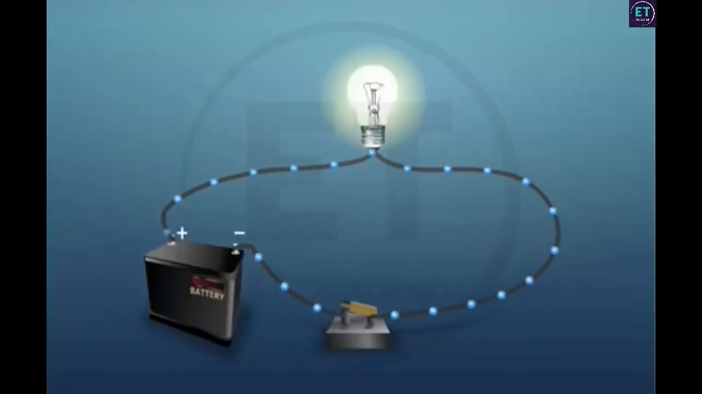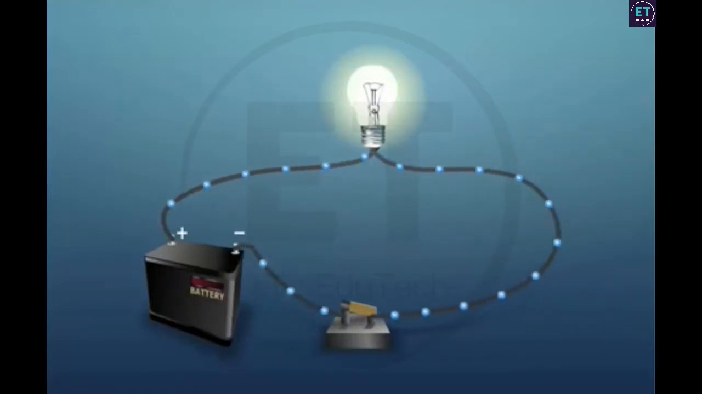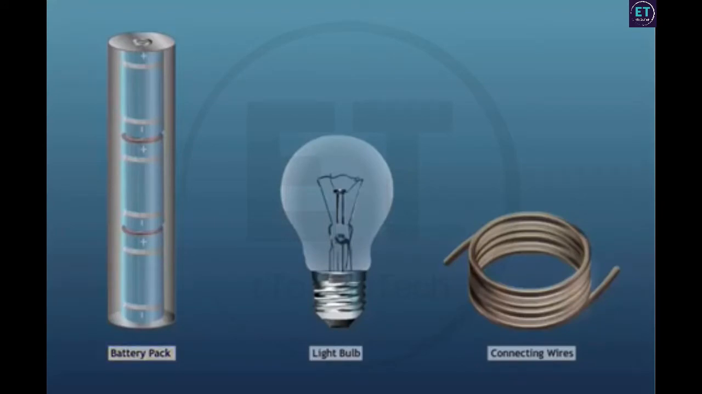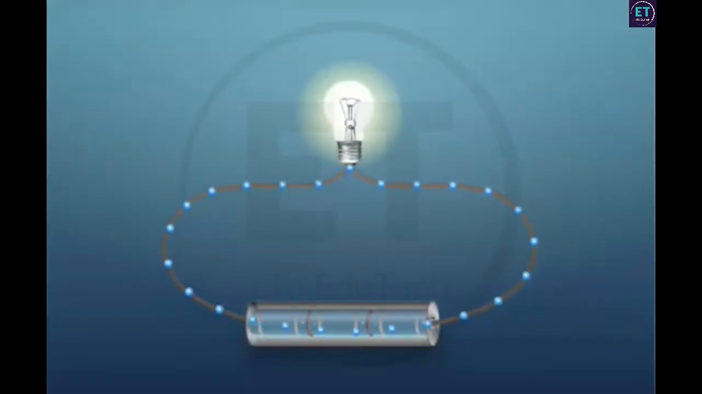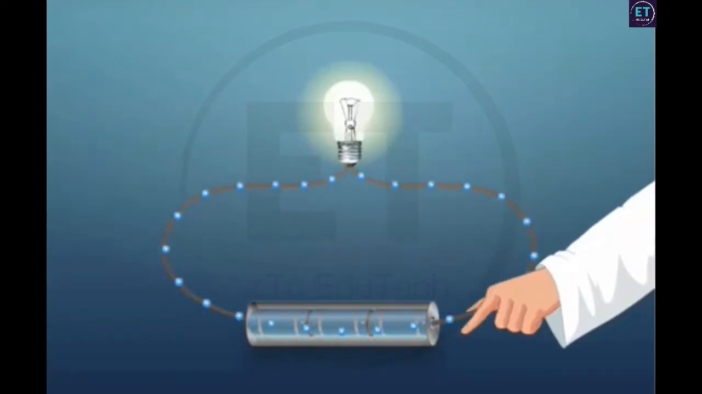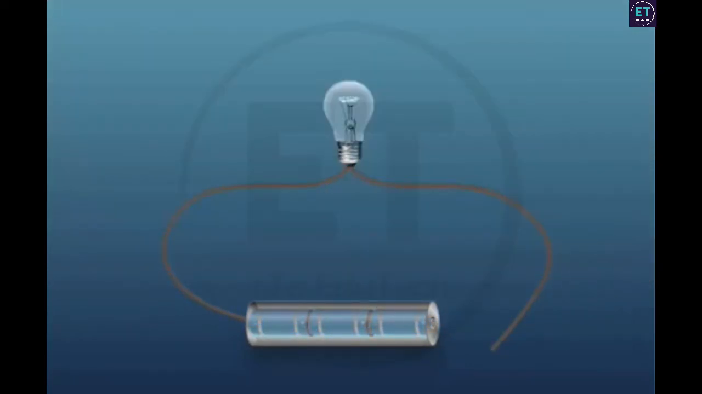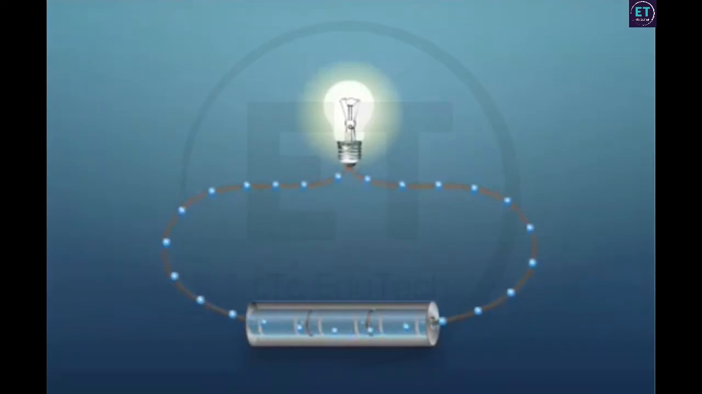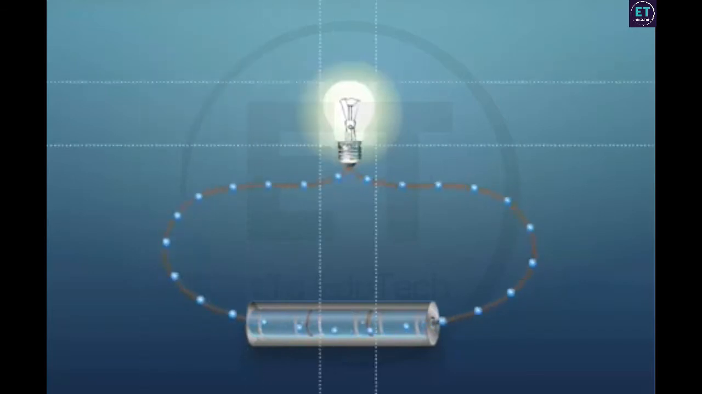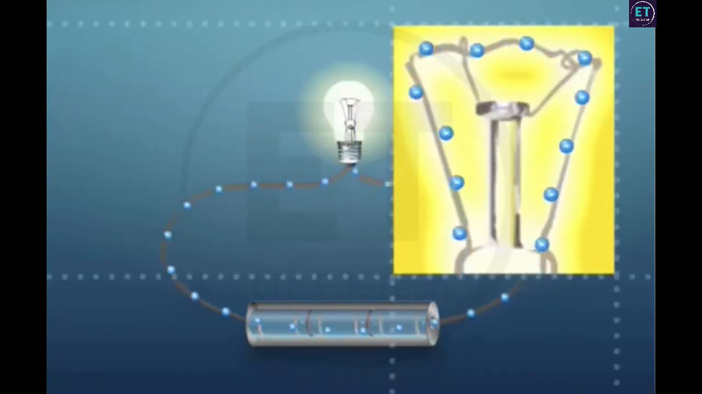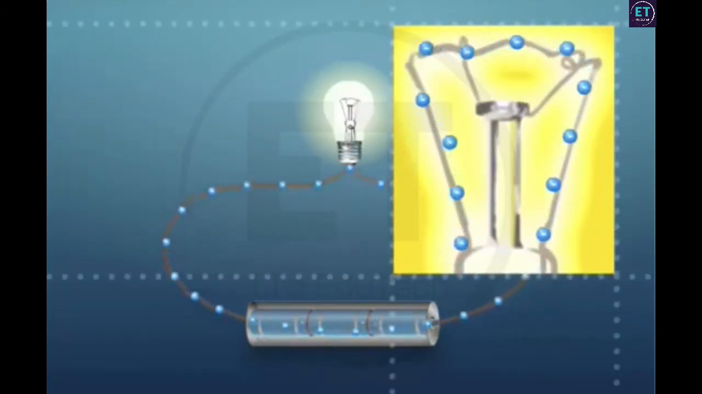The necessity for a complete loop in a circuit can be demonstrated through an example. If you take a battery pack, that is, a collection of cells, a light bulb, and some connecting wires, and make a circuit, the bulb lights up. However, when you disconnect the wires, the bulb does not light up. The fact that the bulb lights up and remains lit when the wires are connected is evidence that charge is flowing through the bulb's filament and that an electric current has been established.